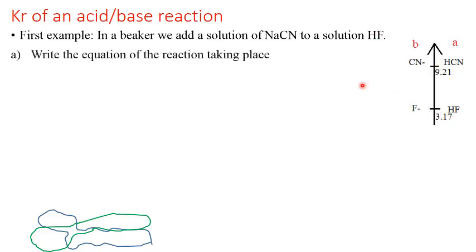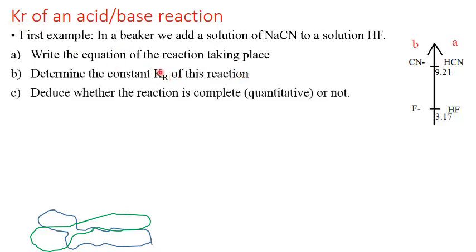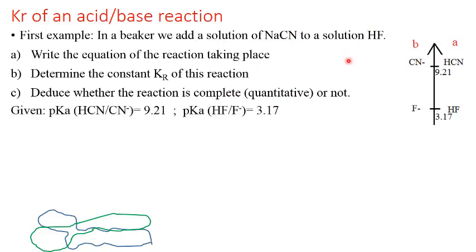We have three instructions to be answered. The first one is to write the equation of the reaction taking place. The second one is to determine the constant Kr, which is our objective of this reaction. And the third one is to deduce whether the reaction is complete, it means quantitative, or not. So let's start with the first one. As we said, we have CN- and HF that are mixed in a beaker. So the reaction would be, definitely, we are given the pKa of the two couples involved.